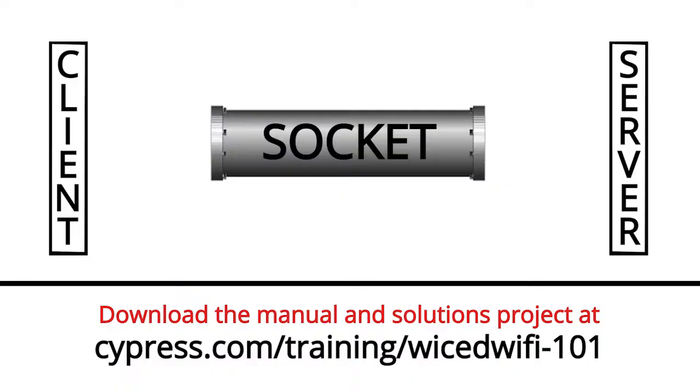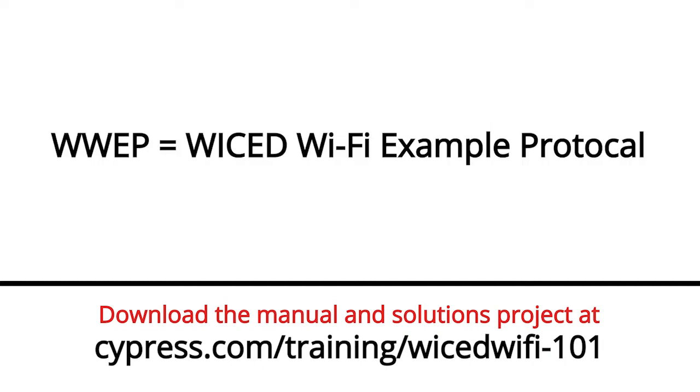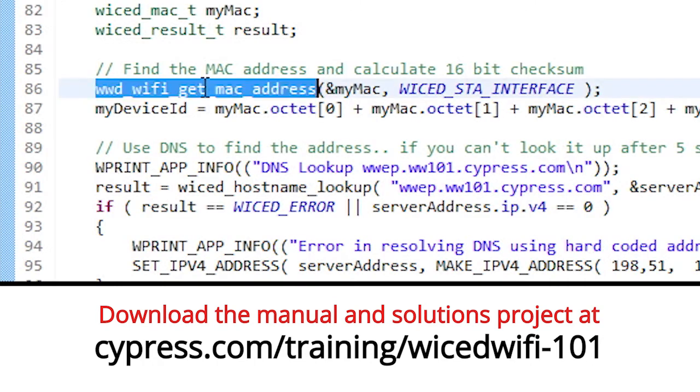Let's get going. In the previous video, I introduced you to the TCP/IP sockets, and I explained a basic application protocol I call WWEP. In this video, I'm going to explain the Wicked APIs that you will need to create a basic socket connection.